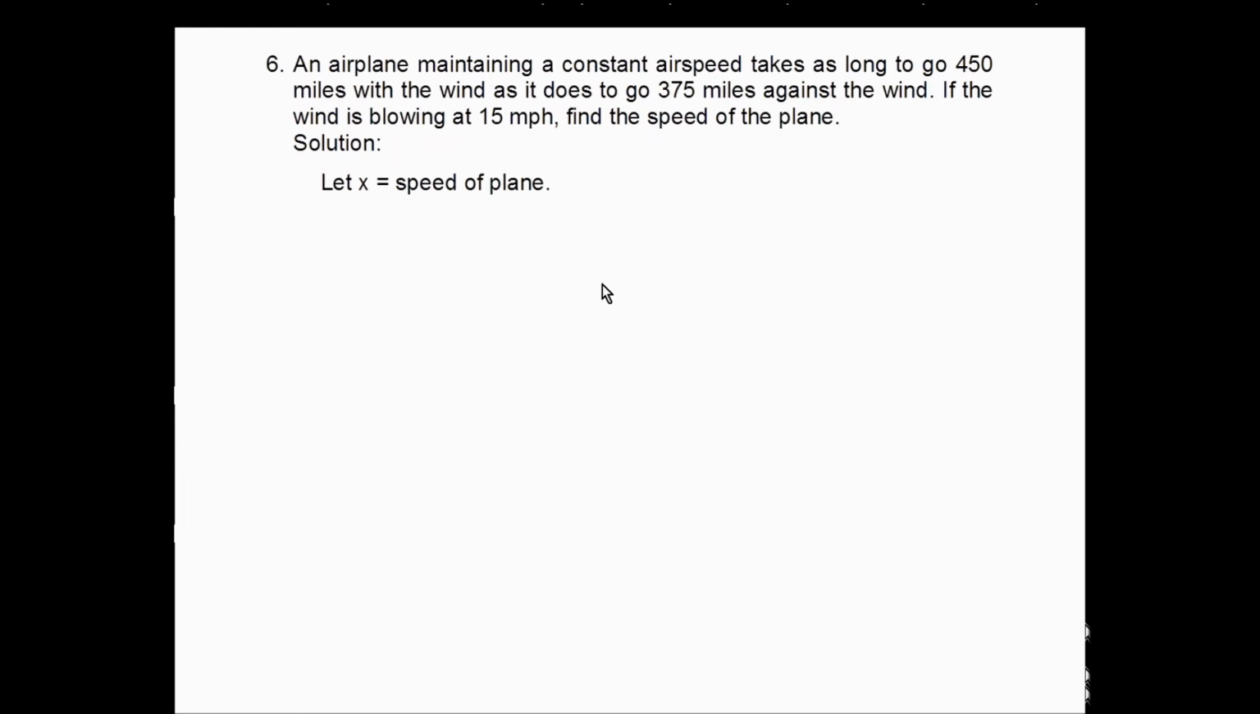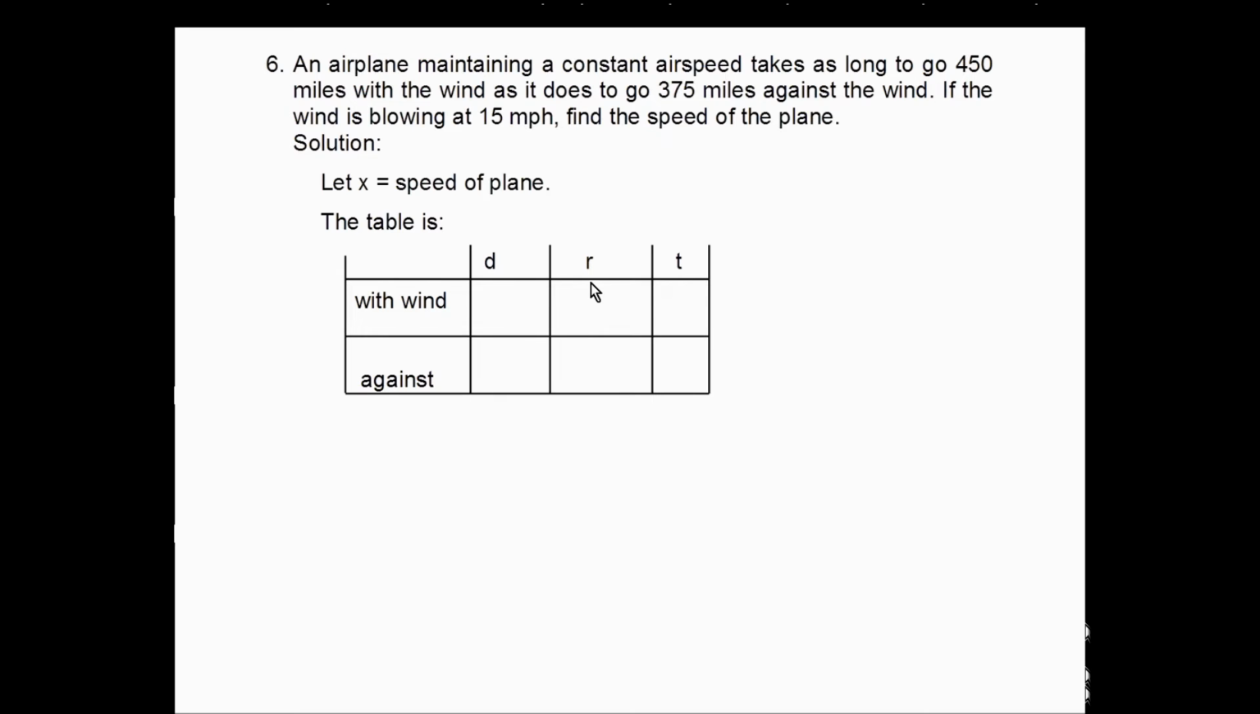So I've got a with the wind and an against the wind. I'm going to let x equal the speed of the plane. Now, negative x's won't make sense. Okay, I make my table: distance, rate, time, with wind, against wind. Now looking at the problem, it says an airplane maintaining a constant speed takes as long to go 450 miles with the wind. There's the distance for with the wind, 450. As it does to go 370 miles against the wind. There's the distance for against the wind, 375.